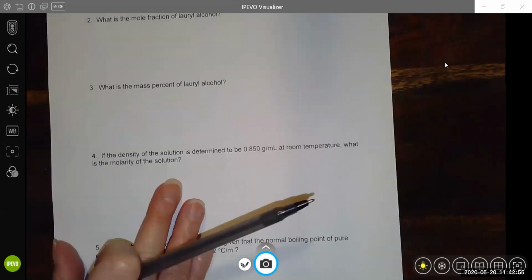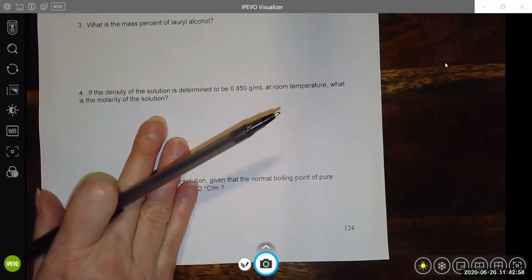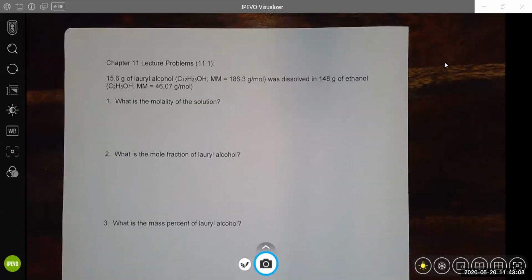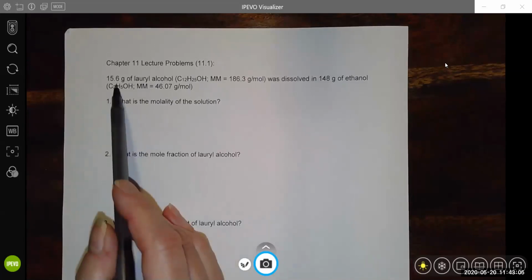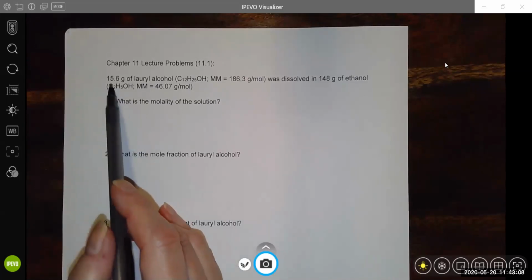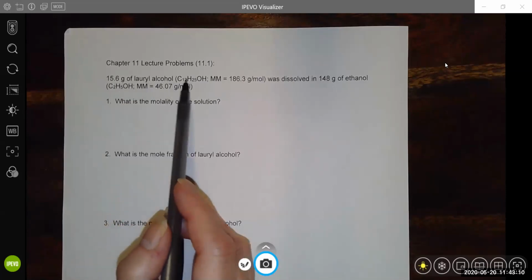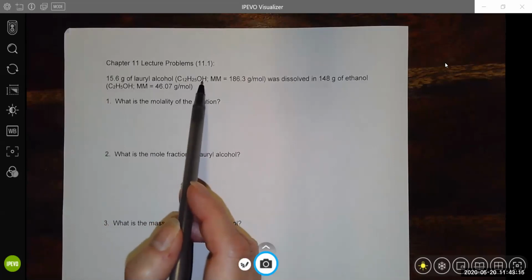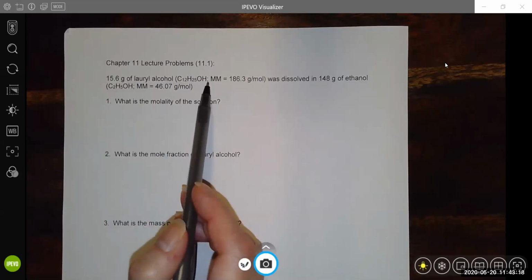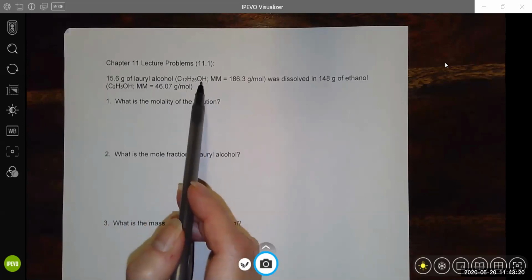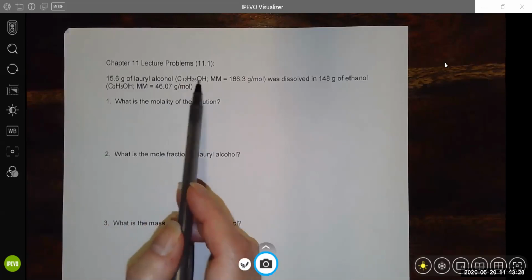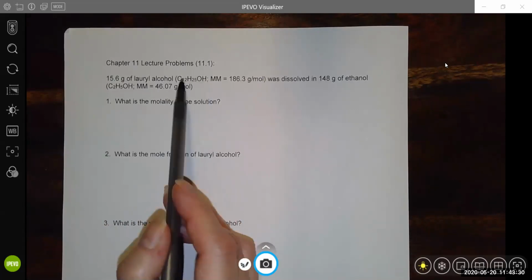So this now is on page 124 of the packet. And we've got some problems, I call them lecture problems here. So we have a solution that's being made, and it says 15.6 grams of this molecule. It's long, lots of carbons and hydrogens, but it's an alcohol because it has that OH in it. When we have an alcohol, it has an OH that's covalently bonded, not a hydroxide, but covalently linked. Even though it's on the end here, this oxygen will be bound to a carbon if you were to write out the whole structure. This is sort of like a compressed little structure here.